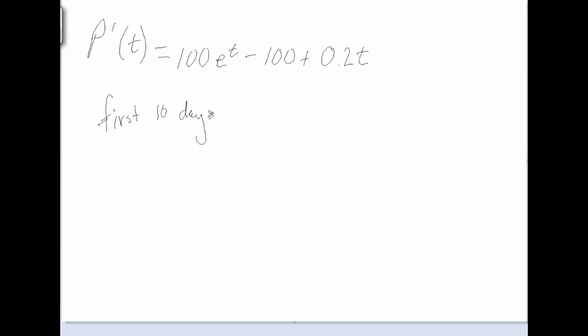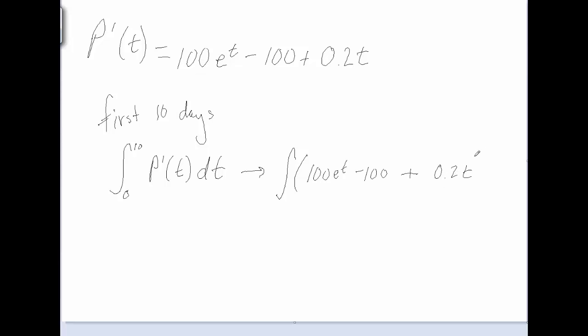So the company is operating. So what we're going to do is find the integral of marginal cost, or the integral of 100 e to the t minus 100 plus 0.2t, and we'll get 100 e to the t minus 100 t plus 0.1 t squared, evaluated between 0 and 10.